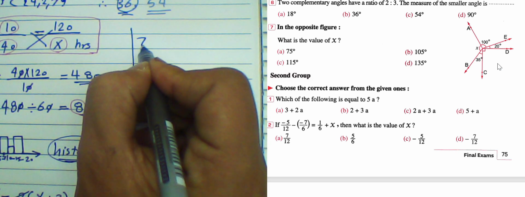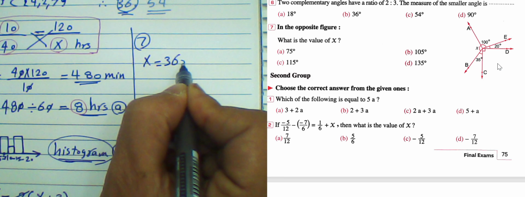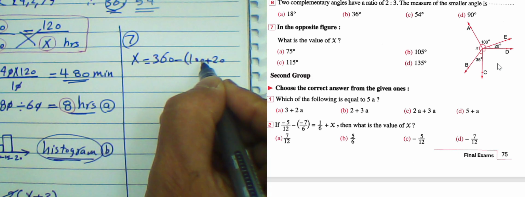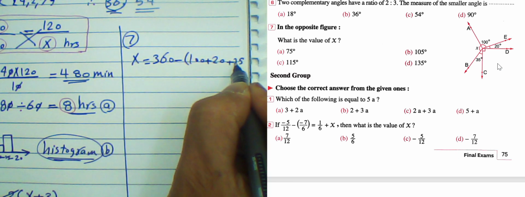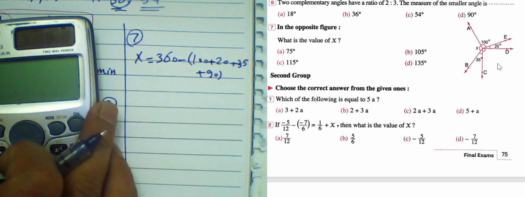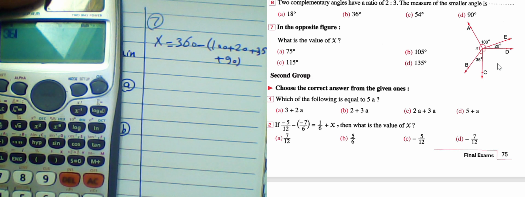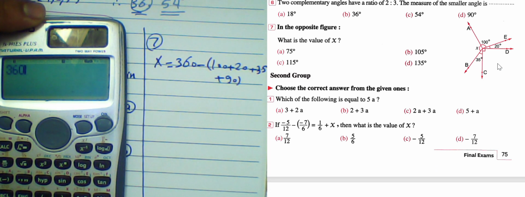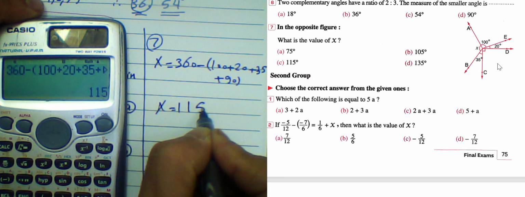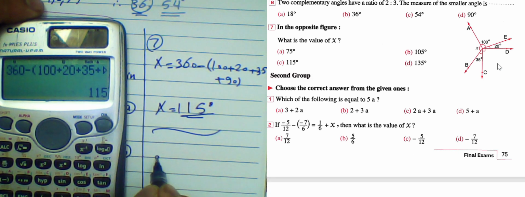To solve question number 7, you must find the value of x. Write 360, subtract the sum of all angles. We have 100 degrees, 20, 35, and 90 as the last one. To find the value of x using your calculator, write 360, subtract, and in parentheses write 100 plus 20 plus 35 plus 90. It's all the angles, then the result will be 115. It's the measure of angle x, 115 degrees.